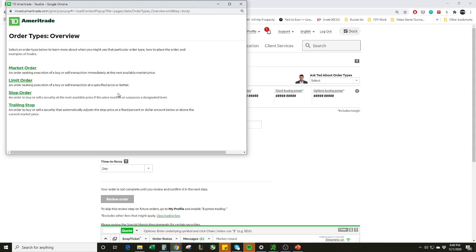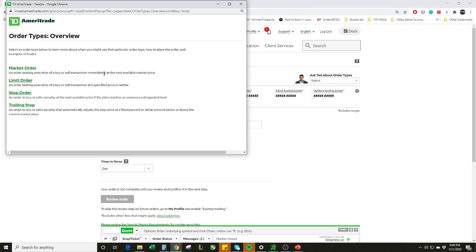So the quick snapshot, the too long didn't read: market orders seek execution of a buy or sell transaction immediately at the next available market price. I say market orders guarantee execution, assuming market hours are currently going on and it's not after hours or the weekend. You place a buy order for 10 shares, you're going to get 10 shares the moment you hit submit. The price can move on you a little bit, because all we're guaranteeing is execution, not a price. If it's a big traded stock, it might only move a couple pennies here or there. Not that big a deal.